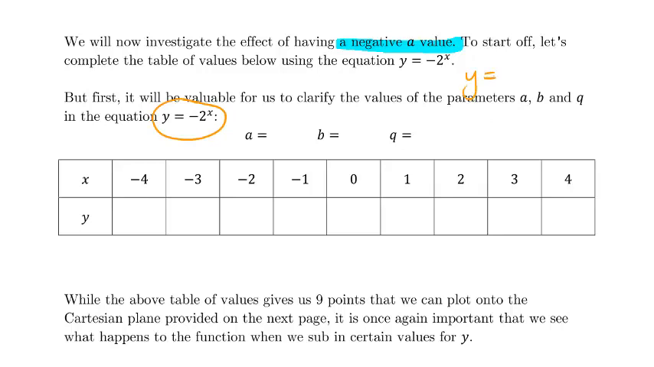Remember, standard form: y equals a times b to the x plus q. Some of you might be thinking b is equal to minus 2. It's really not, guys. b is still equal to positive 2. a is the thing that is an invisible minus 1. What's actually happening here is we have y equal to minus 1 times 2 to the x plus 0. So that shows that q is 0.